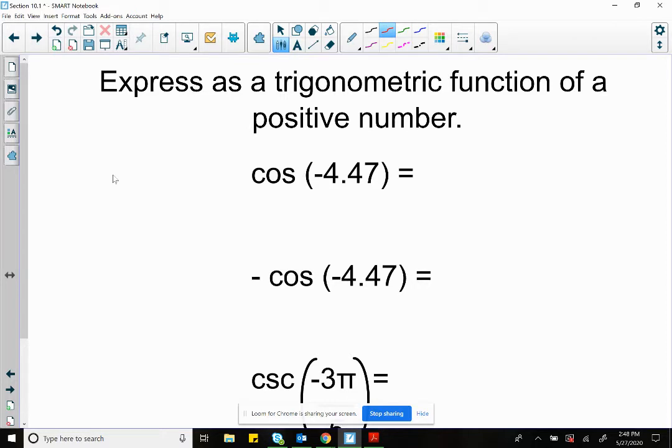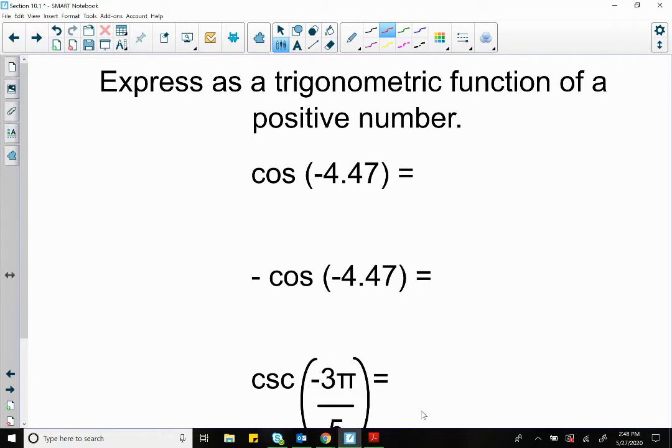So, first things first. It says express as a trigonometric function of a positive number. What they mean is they do not want the negative for the angle. They want you to tell us what's going to happen with this as a negative angle. Okay? They want you to express it as a positive number, which means, again, your answer, they want the trig function in it. So my answer is still going to have cosine. My answer is still going to have cosecant. But they want to know, what does the negative do?